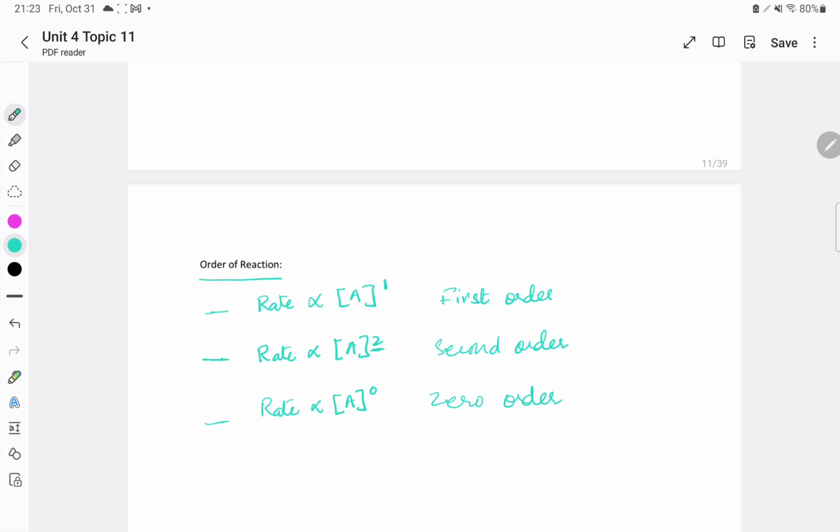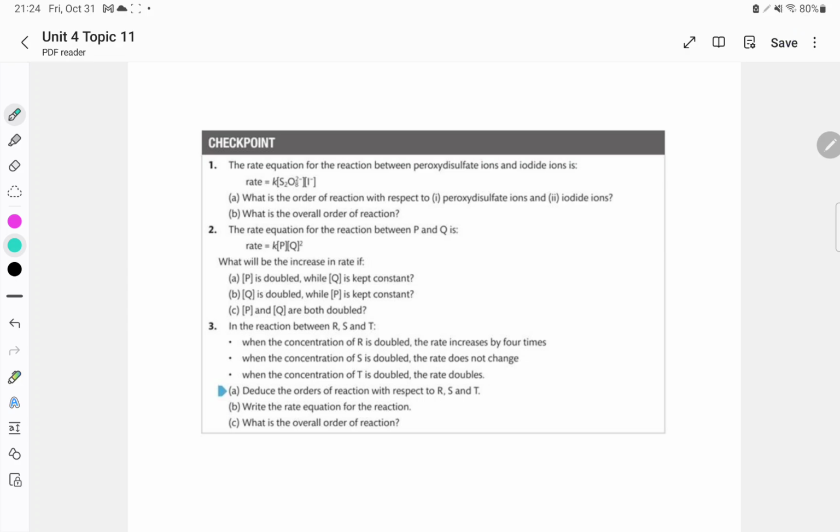But in case of a zero order, it is independent. It does not matter if I increase the concentration; the rate is not going to be increased by the same value. So this is how these three orders work. Now let's practice the questions related to this topic that we have already covered.